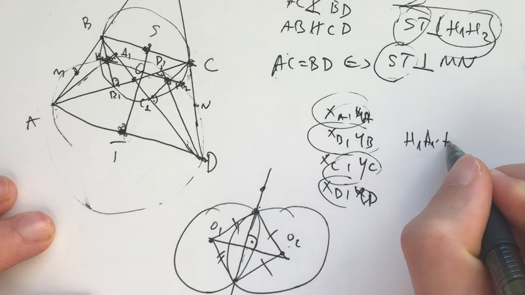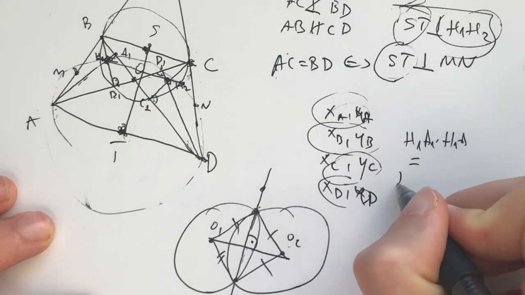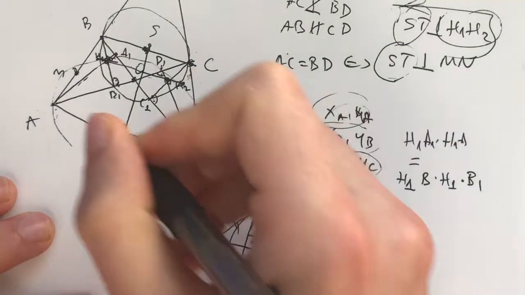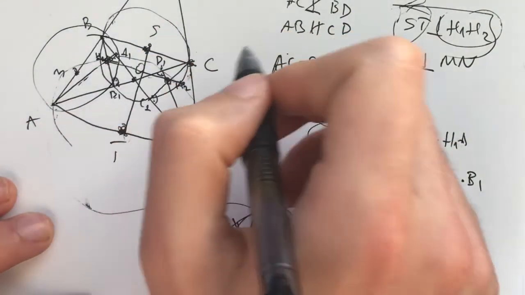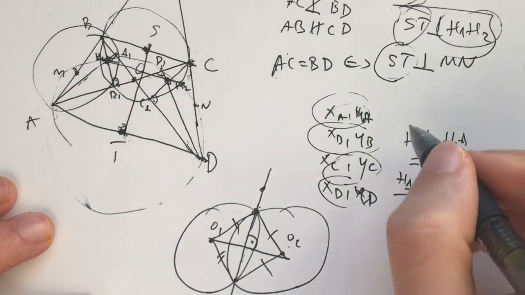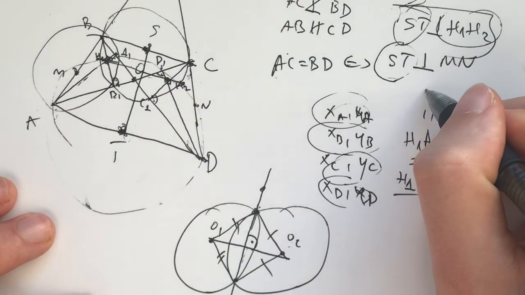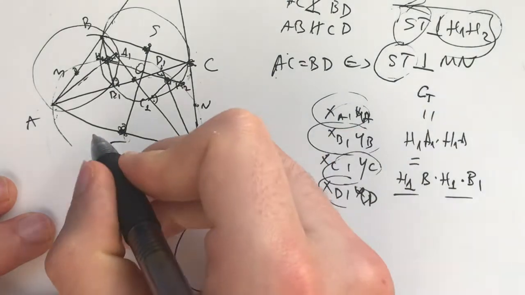H1A1 times H1A is equal to H1B times H1B1. And this is because these points are concyclic. And now with this in mind, this is the power. Let's call this the circle with center O. So let's call it CT with center T.